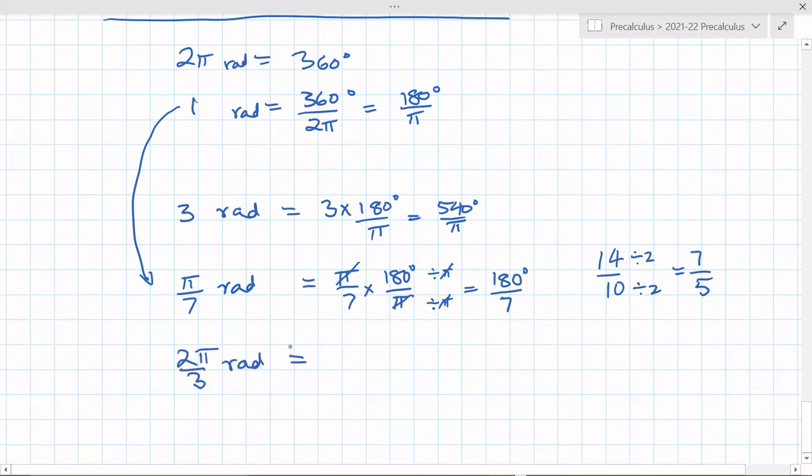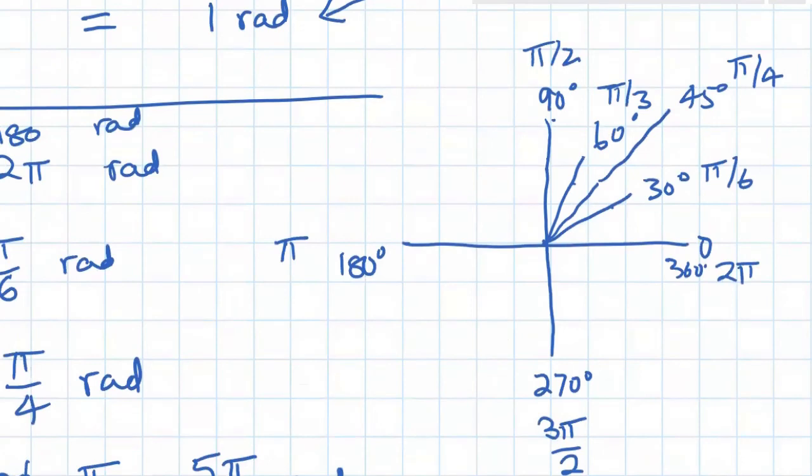2 pi over 3 radians, or 2 pi over 3 times 180 over pi degrees, right? And then how do we simplify this? 3 times 2 is 120 degrees. So that 2 pi over 3 radians is 120 degrees. Those are the common special angles.